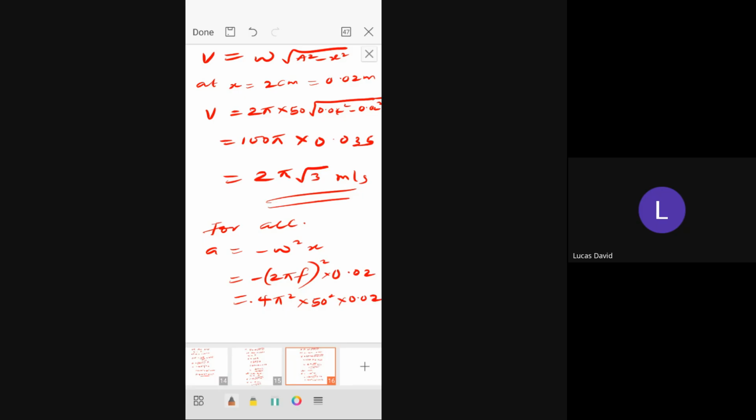And if I press everything out here in the calculator, keeping my π² constant, I'll be having 4 times 50 squared times 0.02. That would give me 200π². Of course, the unit is meters per second squared. So this is going to be the acceleration at a distance 2 cm from the mean position. And that is exactly what I have right here.